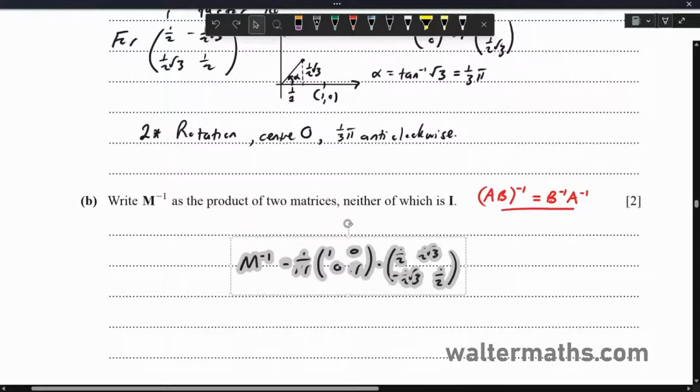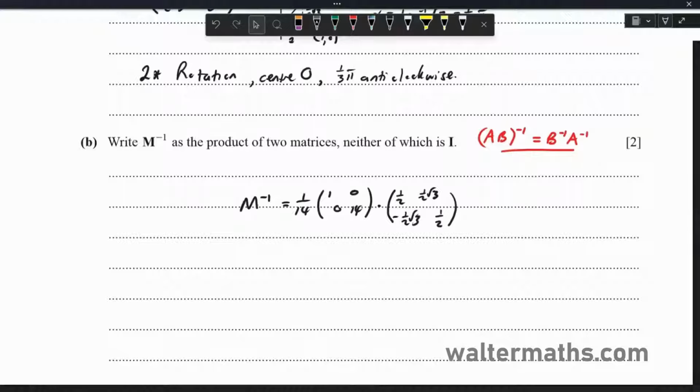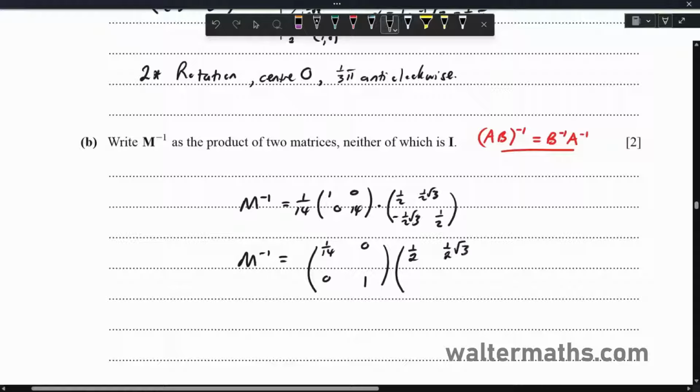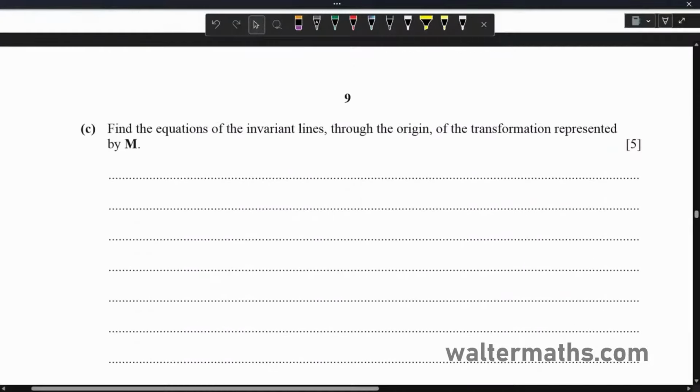Okay, they had said as a product of two matrices, neither of which is I, so we can multiply 1 over 14 into the bracket, so we can have M inverse being 1 over 14, 0, 0, then 1, of a half, root 3 minus a half root 3 and a half. So this is the answer to part B. Let's move on to part C.